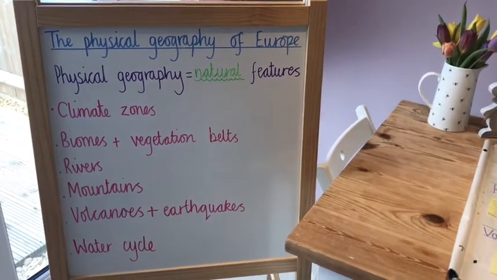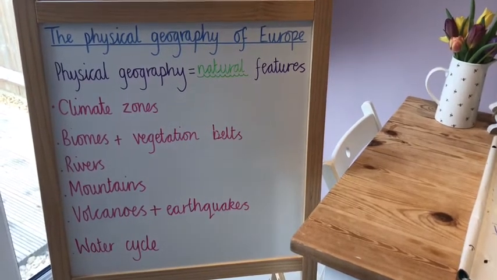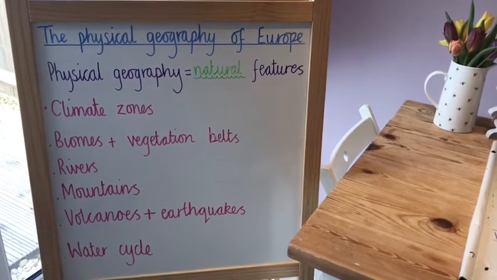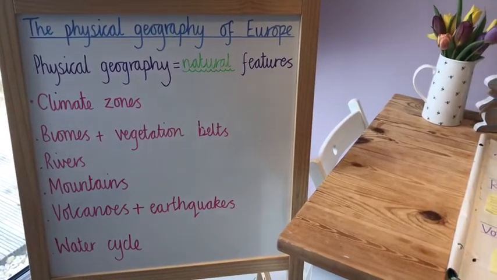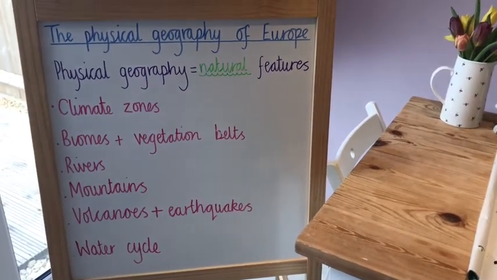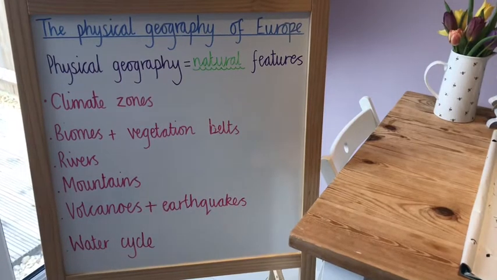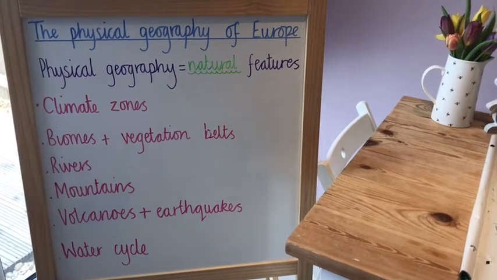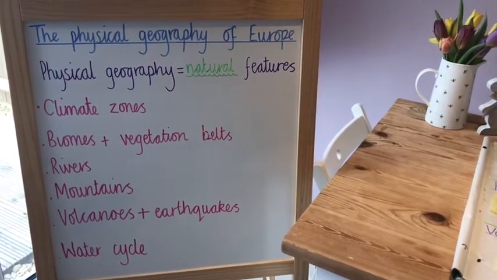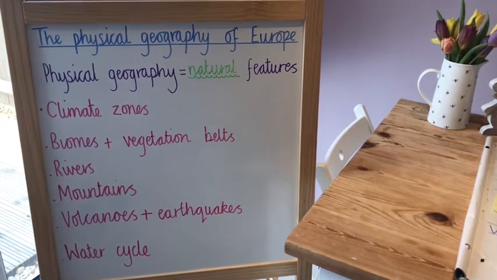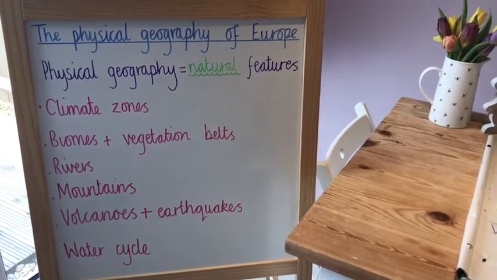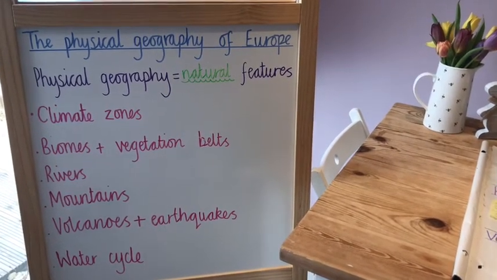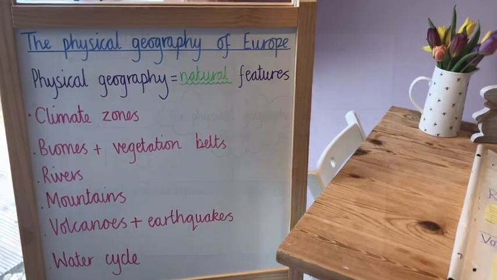Okay, so first up, bearing in mind I've asked you to think about the physical geography of Europe, I've had a think about what the physical geography may be, and therefore we need to distinguish that there are two types of geography. There is physical and human. Now we are focusing on the physical geography, which is the natural side of geography. So we are considering the climate zones, the biomes and vegetation belts, rivers, mountains, volcanoes and earthquakes, and finally the water cycle. So to confirm, you are going to be focusing on these 6 areas of physical geography within Europe.